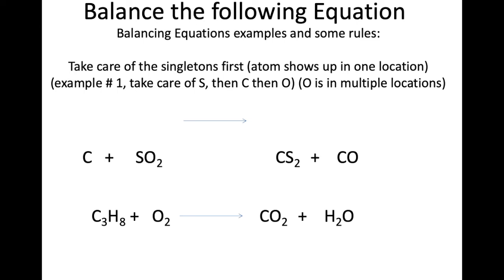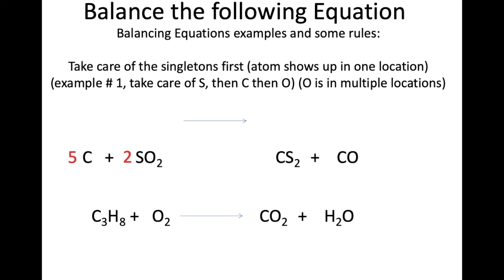First, you're just going to want to always look for any singletons, an atom that only shows up in one location. So for this first example, I'm going to take care of balancing sulfur first, then carbon, then oxygen, because I only see sulfur in one location on the left side, my reactants, and only in one location on the right side in my products. Right now for sulfur, I have 1 in my reactants and I have 2 sulfurs in my products. So I'm going to write that I have 2 sulfurs, and that's going to even out my sulfurs.